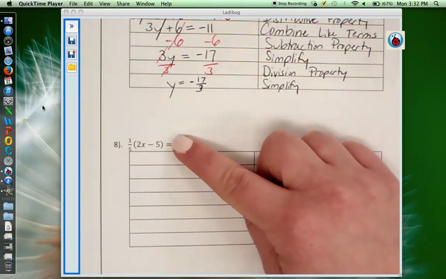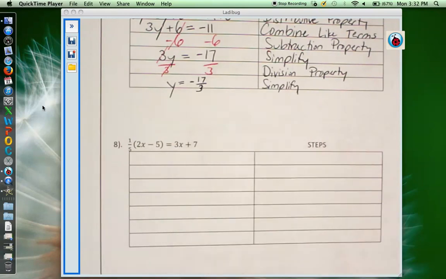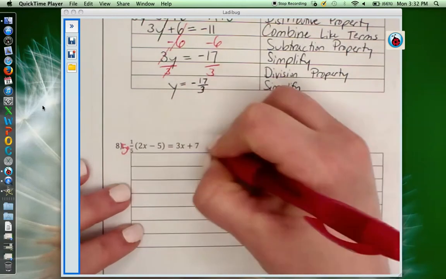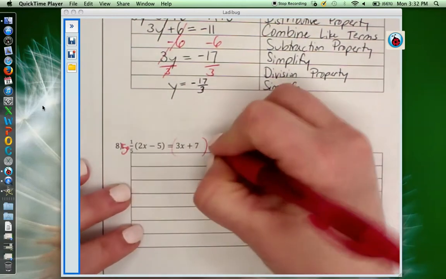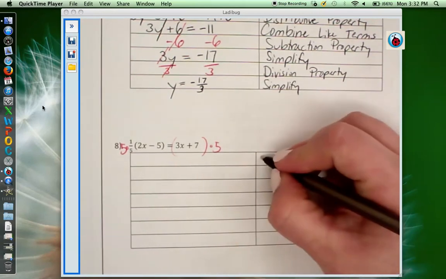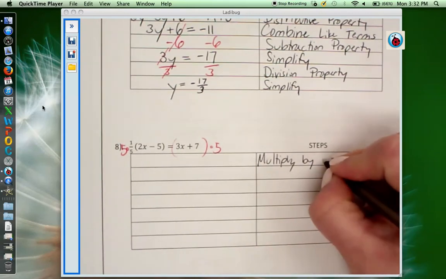So another method that you could use here, especially when you have fractions, is you can multiply both sides by the reciprocal of 1/5. So I'm going to use that strategy this time. So I'm going to multiply everything in this equation by 5. So I'm going to multiply this side by 5. I'm going to multiply everything on the right side by 5. I'll write that step over here. This is multiply by reciprocal.